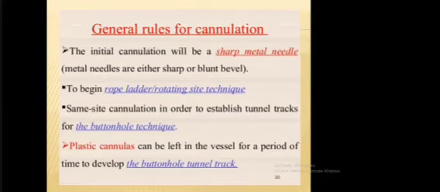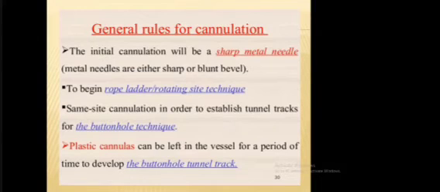The initial cannulation will be with a sharp metal needle. Metal needles are either sharp or blunt, and blunt causes less injury to the vessel wall. To begin the rope ladder or rotating site technique, use same site cannulation in order to establish a tunnel track for the buttonhole technique. A plastic cannula can be left in the vessel for a period of time to develop the buttonhole tunnel track.